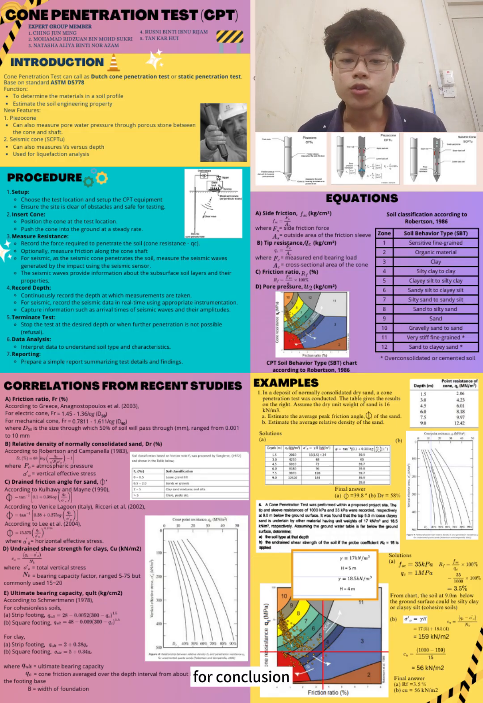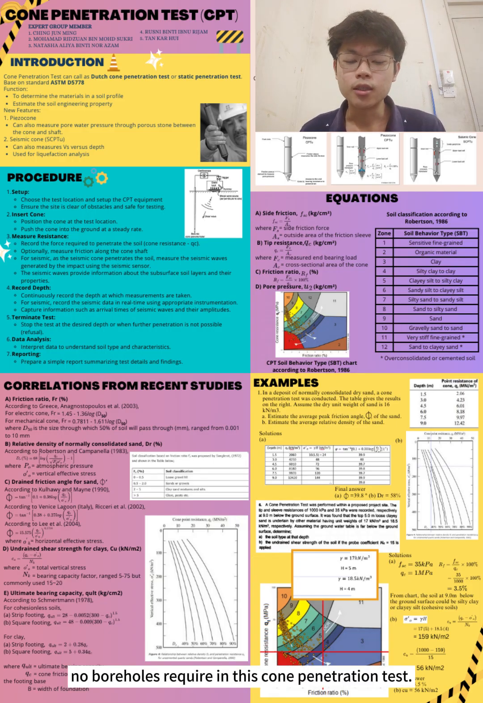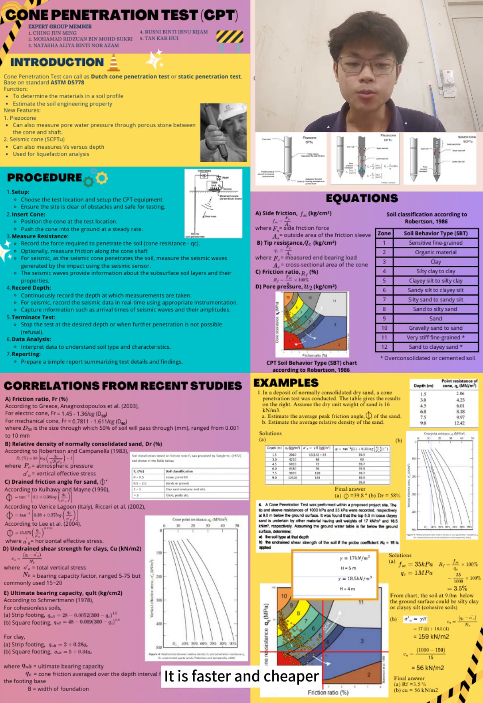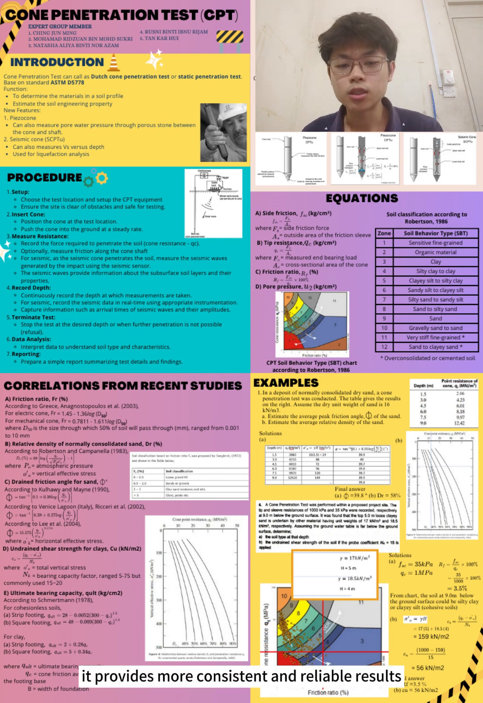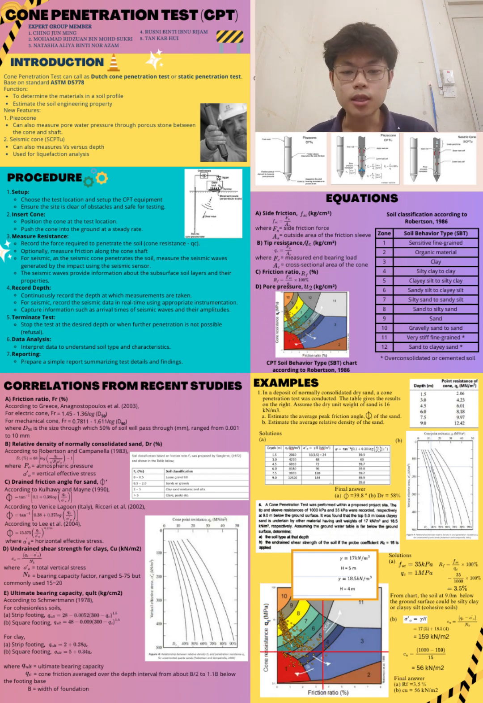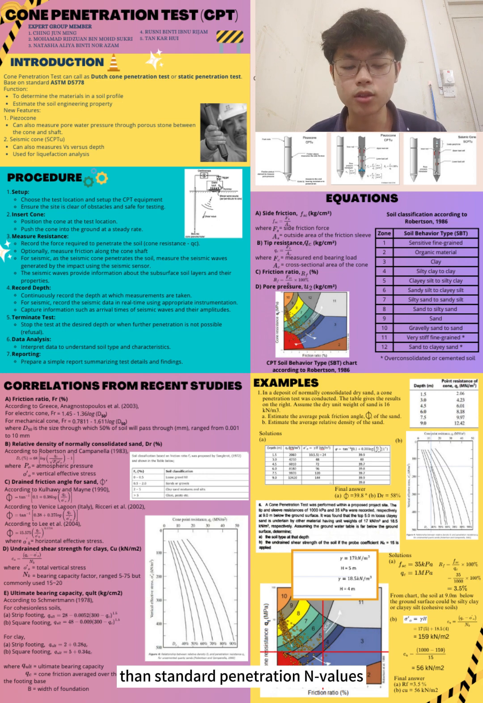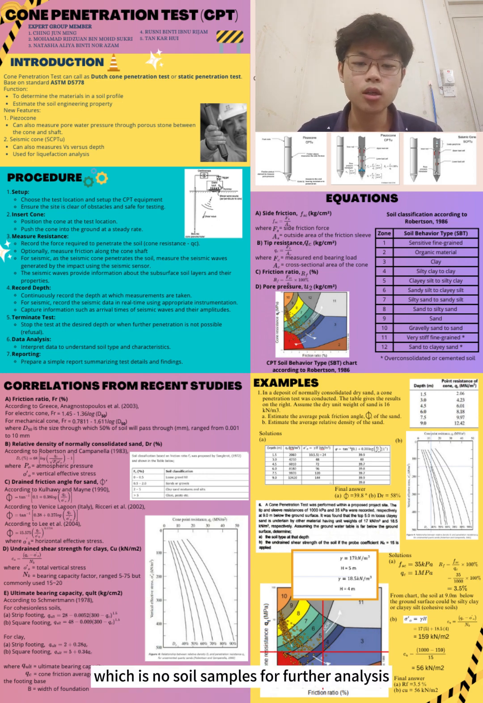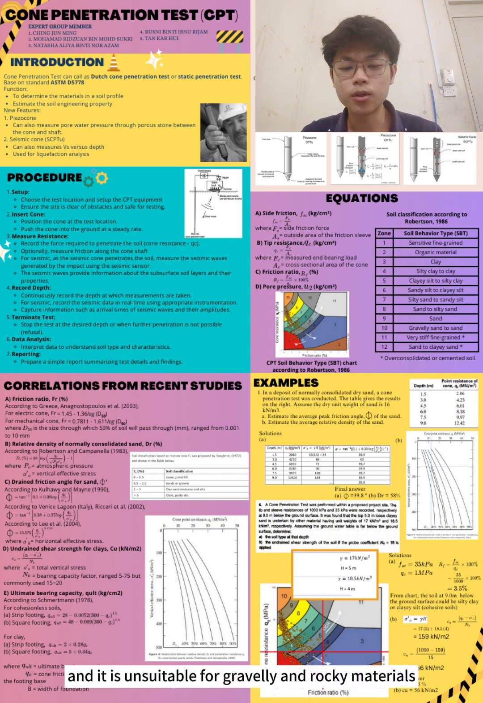For conclusion, no boreholes are required in this cone penetration test. It is faster and cheaper compared to drilling and sampling. It provides more consistent and reliable results than standard penetration test values. But there are also shortcomings for this test, which are no soil samples for further analysis, and it is unsuitable for gravelly and rocky materials.